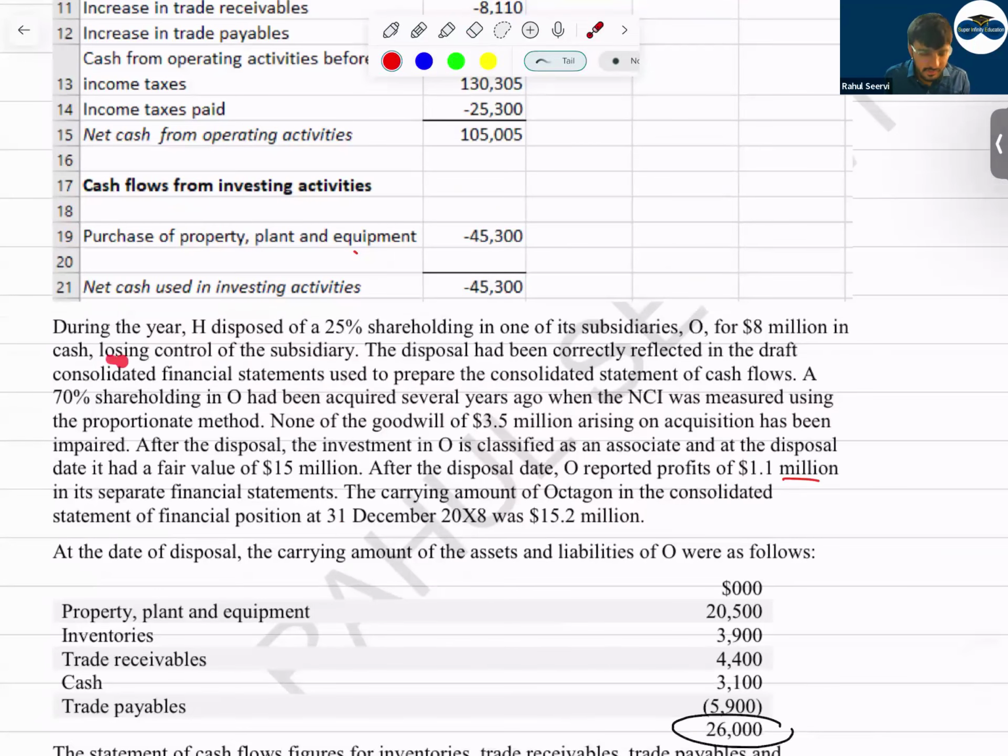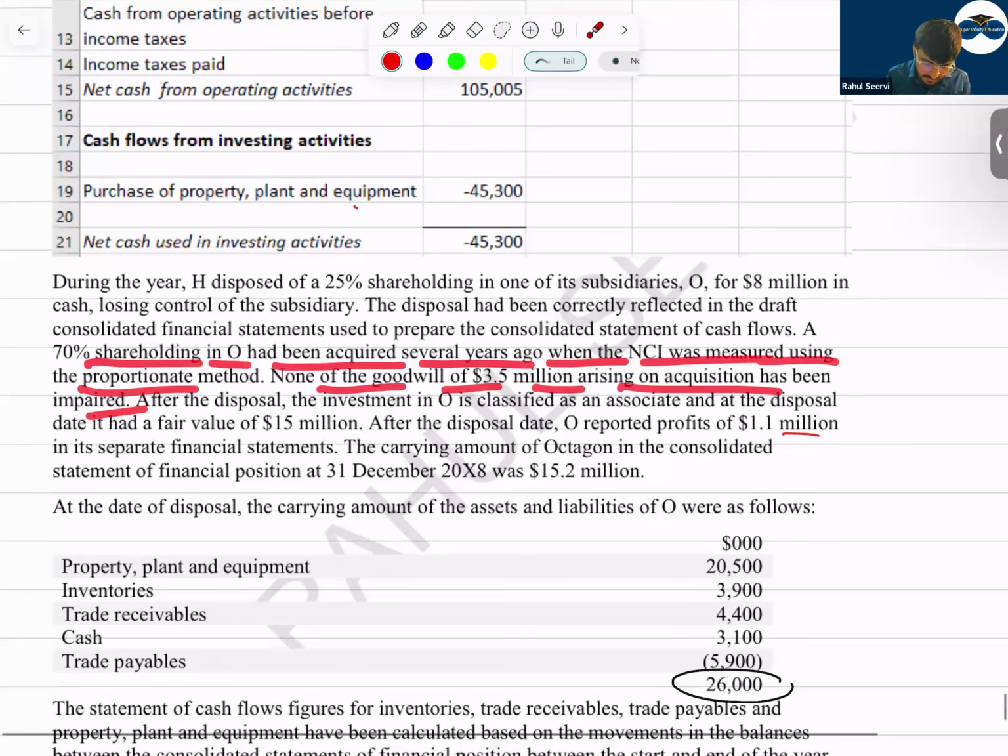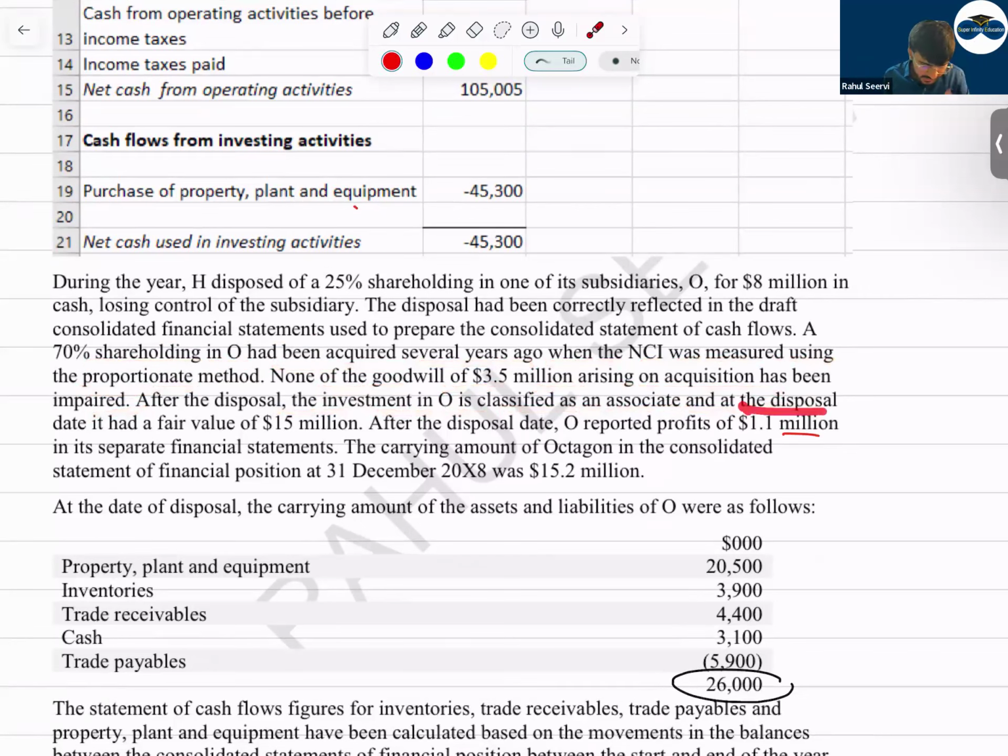Now see here, they mention that they have disposed of the company. The disposal has been correctly reflected in the draft consolidated financial statement. That means in your consolidated books we have removed the assets and liabilities which belong to the subsidiary company. Then a 70% holding in O had been acquired several years ago when NCA was measured using the proportionate method. None of the goodwill arising on this was impaired. After the disposal, the investment in O is classified as an associate, so it becomes an associate. At the disposal date, it had a fair value of 15 million. After the disposal date, the profit figure and everything is given.